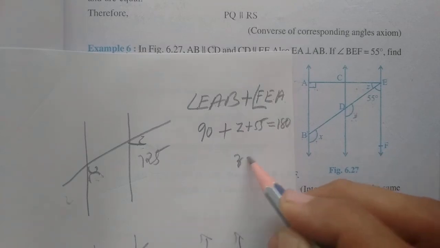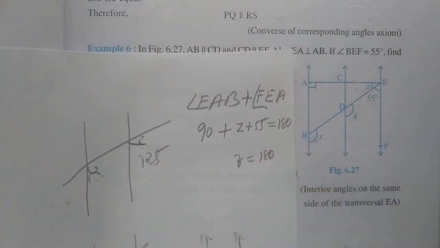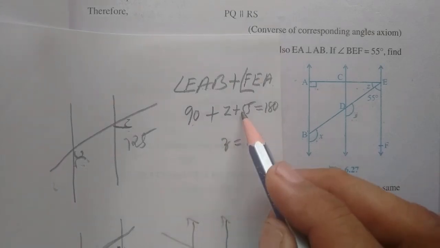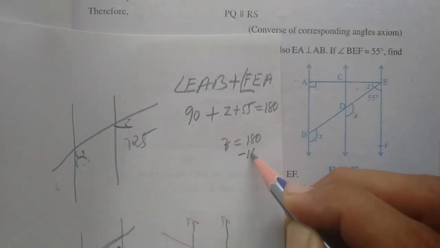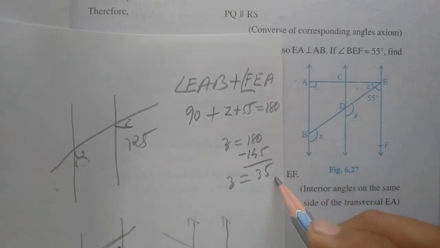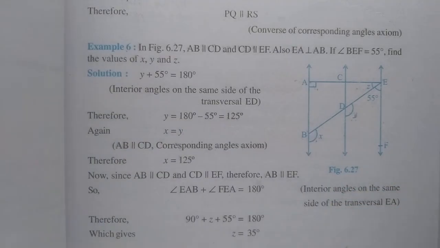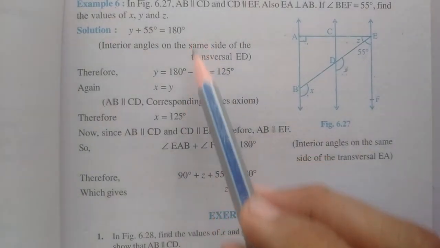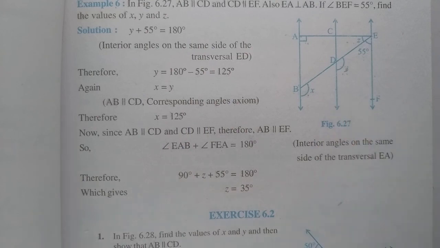So Z equals 180 minus this plus this, minus 145. Okay, so Z is equal to 35, children. Here the explanation is given, Z equal to 35. So by this way, children, you can solve this answer.